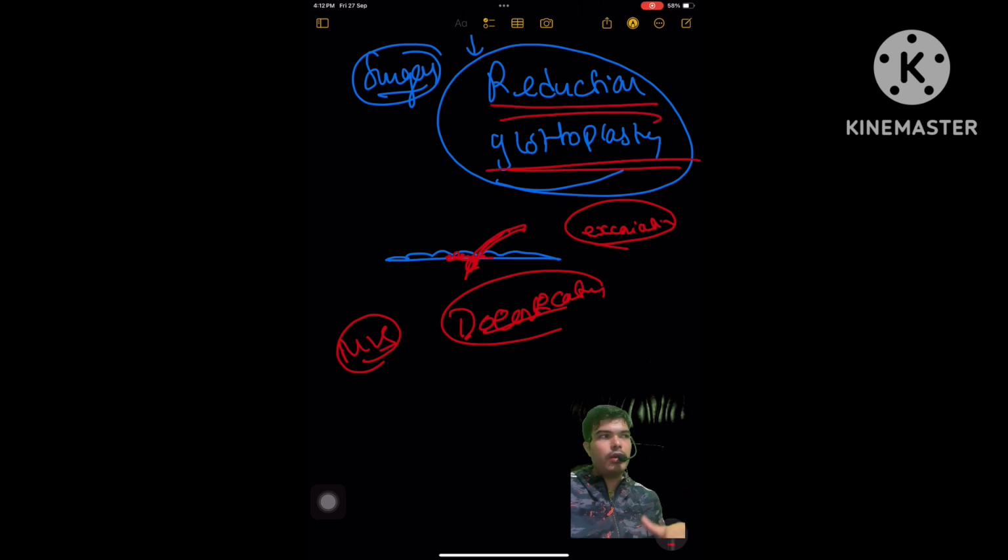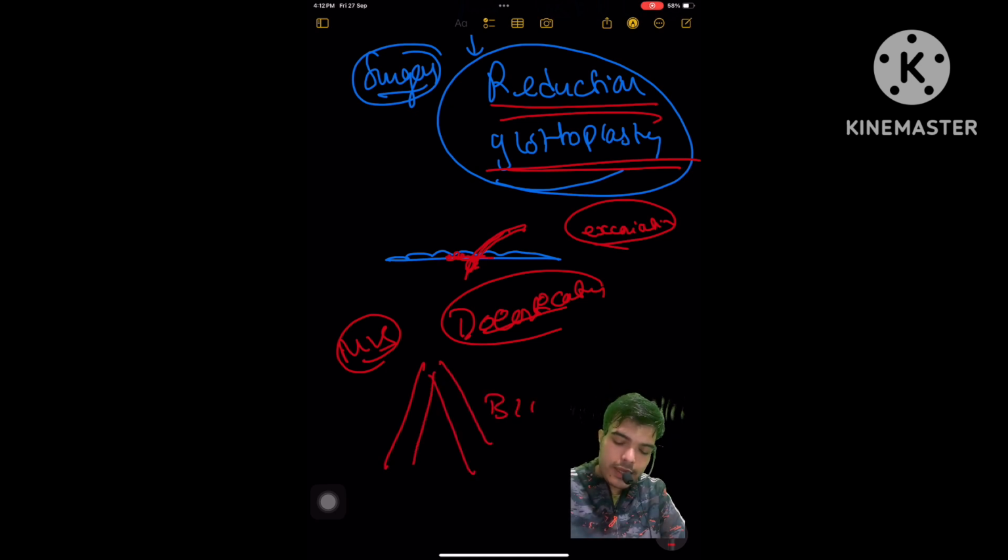Plasty means you're repairing, right? Glotto means glottis, right? Reduction means the edema is being reduced. So reduction glottoplasty. I hope you won't be having problem with this one, right? And remember one more thing, initially it is done on one side, because this Reinke's edema is always bilateral. It is done on one side first, and then after 3 to 4 weeks only it's done on the other side.